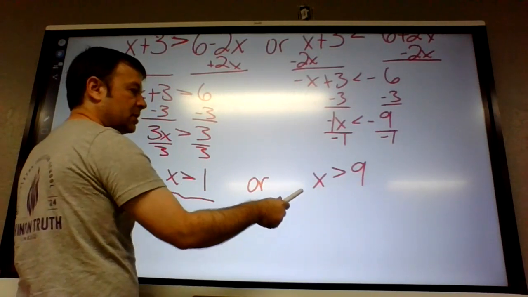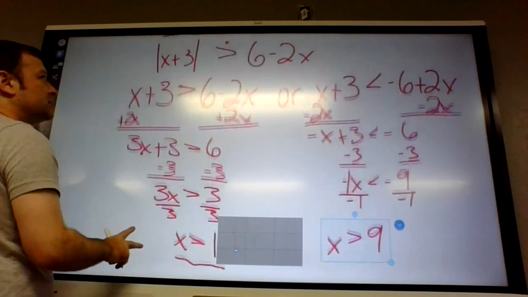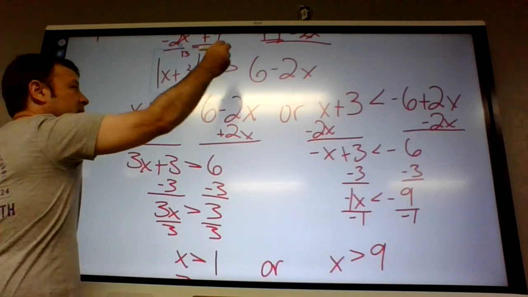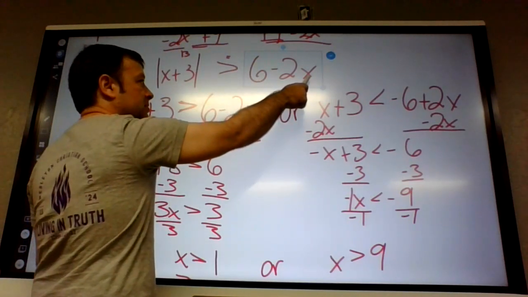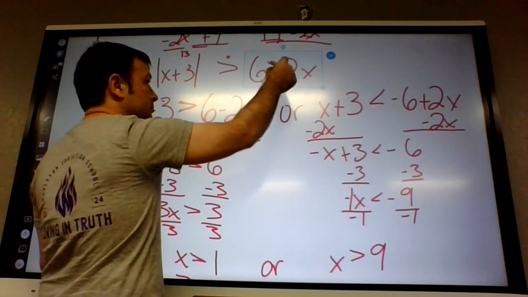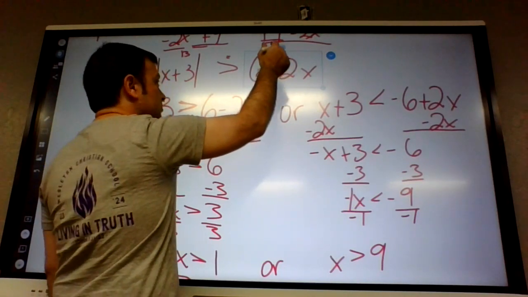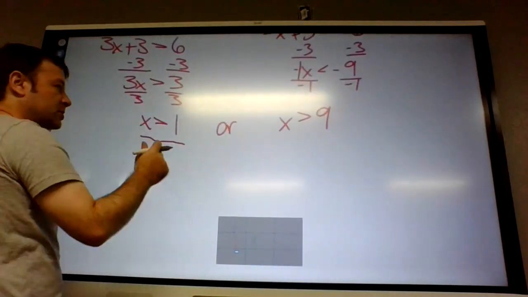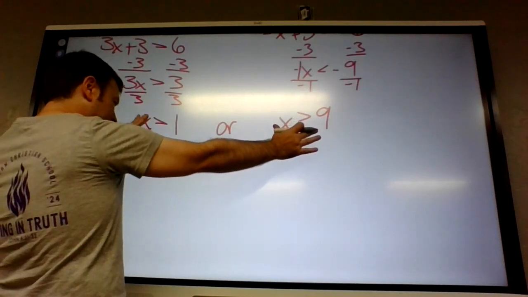Is 8 smaller than that? No, x is greater than 9. Oh, 10. So, okay, let's see if 10 works. 10 plus 3, 6 minus 2 times 10. It's like 6 minus 20. Negative, so it's true, right, which is correct. Yeah. Okay, actually they both work. I thought one of them wanted to go. The reason, yeah, they both worked.